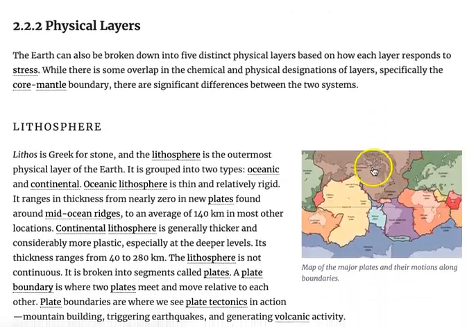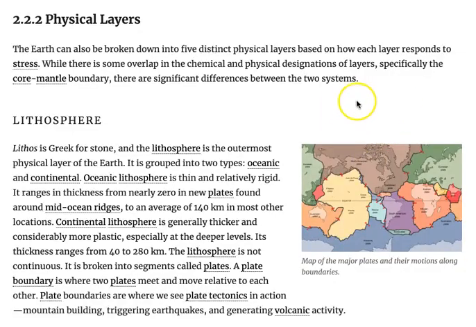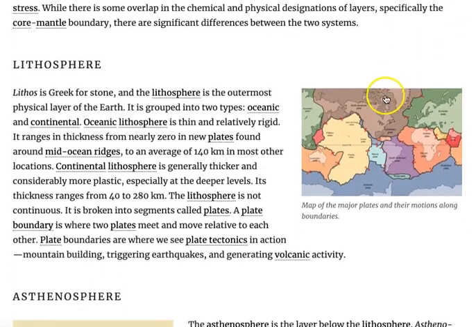Physical layers. The Earth can also be broken down into five distinct physical layers based on how each layer responds to stress. While there is some overlap in the chemical and physical designations of layers, specifically the core-mantle boundary, there are several differences between the two systems.